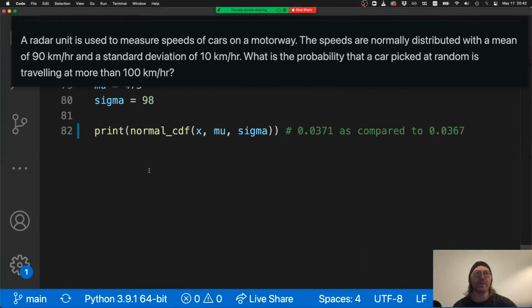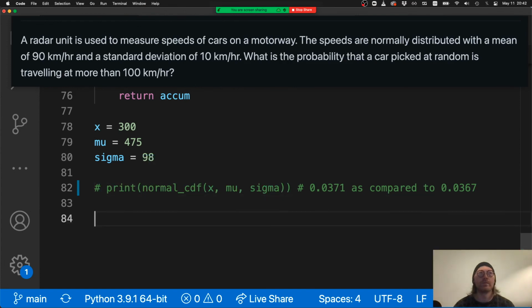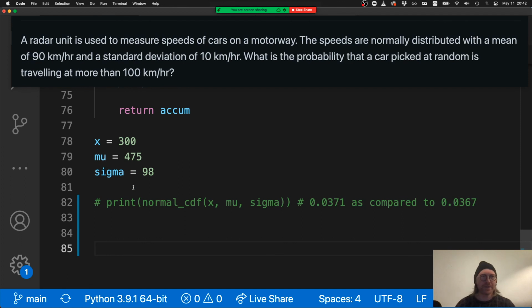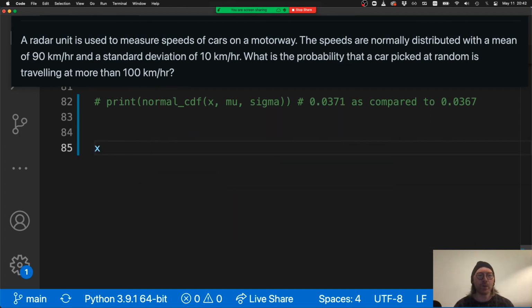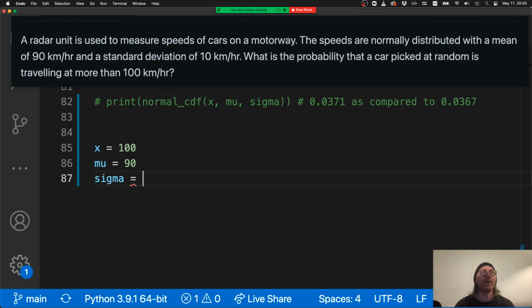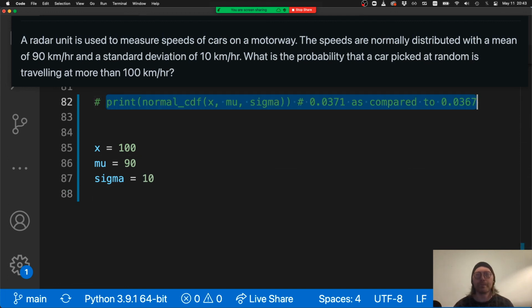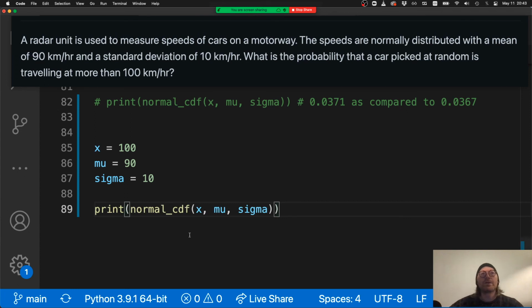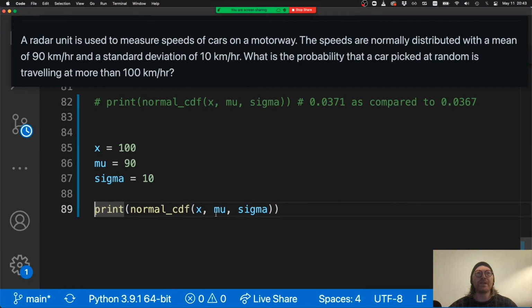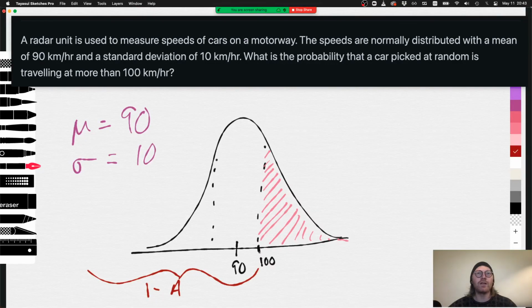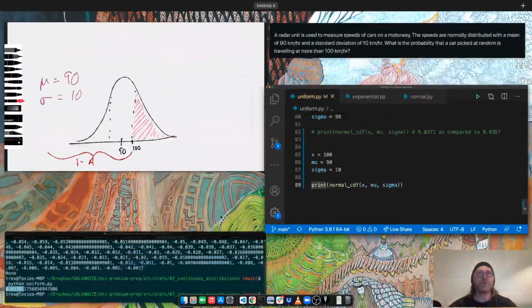So we've got a function that is going to help us with this. Let's define our x. X is going to be 100. And our mu is going to be 90. And our standard deviation, sigma, is going to be 10. Okay. So we're not really interested in this value offhand. Let's just take a look at what that is. This is the area left of 100, not to the right of 100. But let's just see what that is.